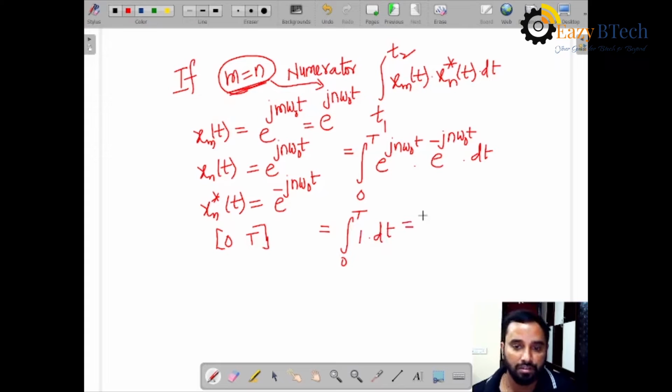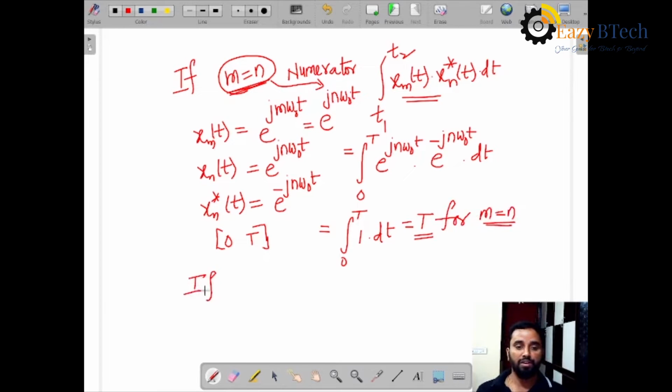So it is equal to, what is the answer we get? Capital T. So this is the value of this integral if m is equal to n.